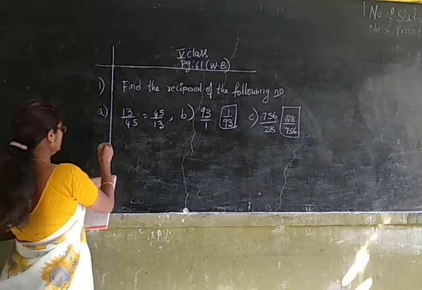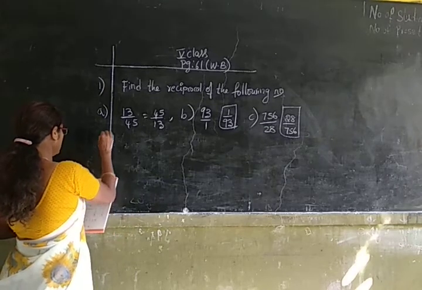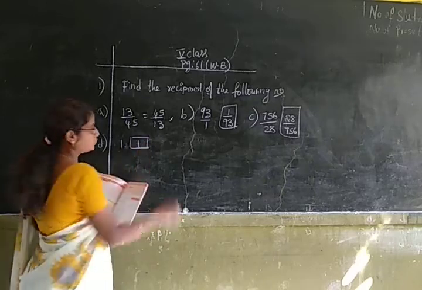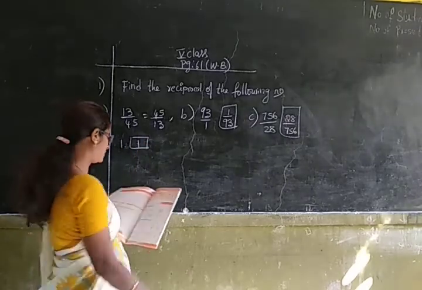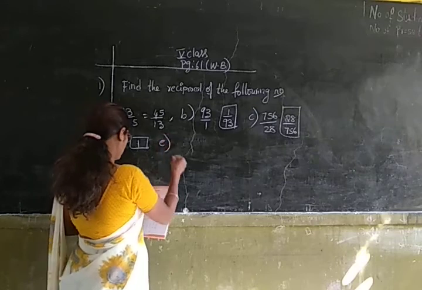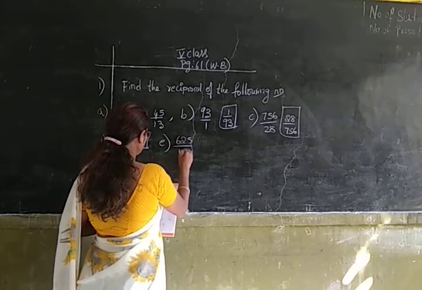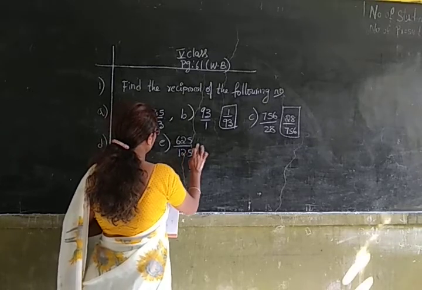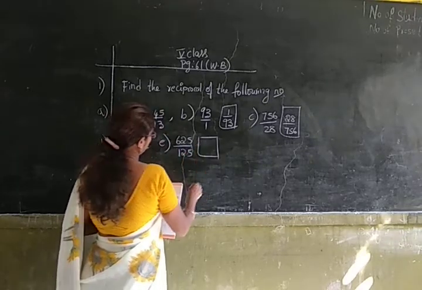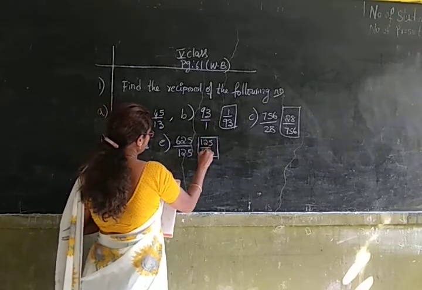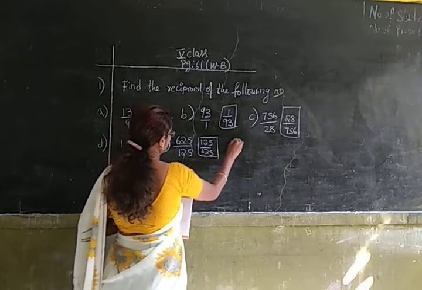Now let us do the D sum. So the reciprocal of 1 is always 1. Now let us do the E sum. Let us write down the reciprocal of 625 by 125. Reciprocal of 625 by 125 is 125 by 625.